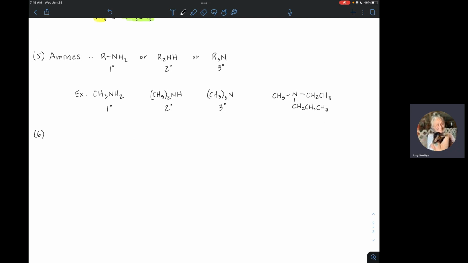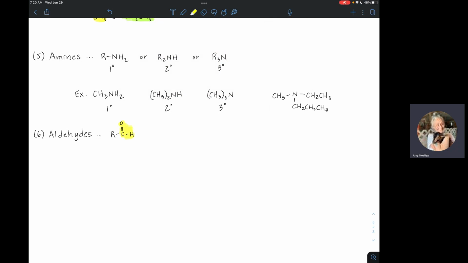Our sixth category is going to be our aldehydes. This is the first example of a functional group with something that's called a carbonyl functionality. So this has our carbonyl functionality. We have R for the rest of the molecule bonded to a carbon that's bonded to a hydrogen on one side and then has a double bond to an oxygen. This right here is what makes this molecule an aldehyde.